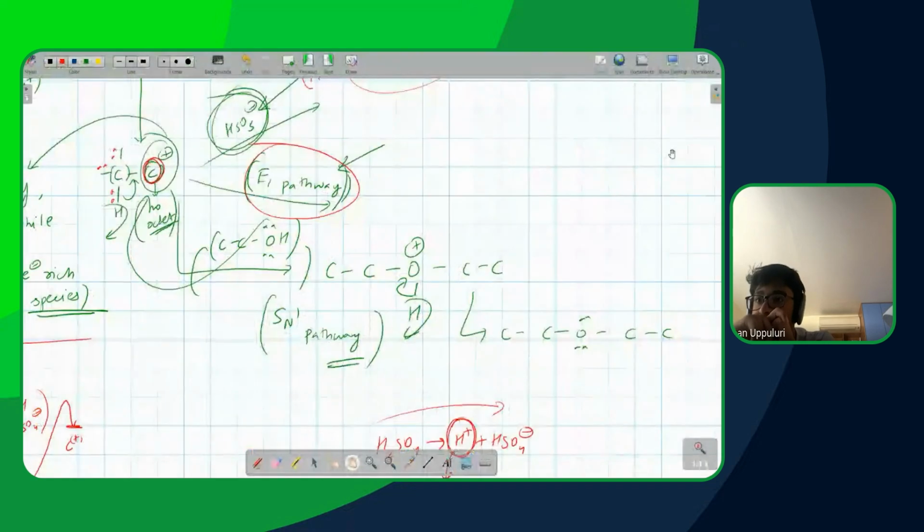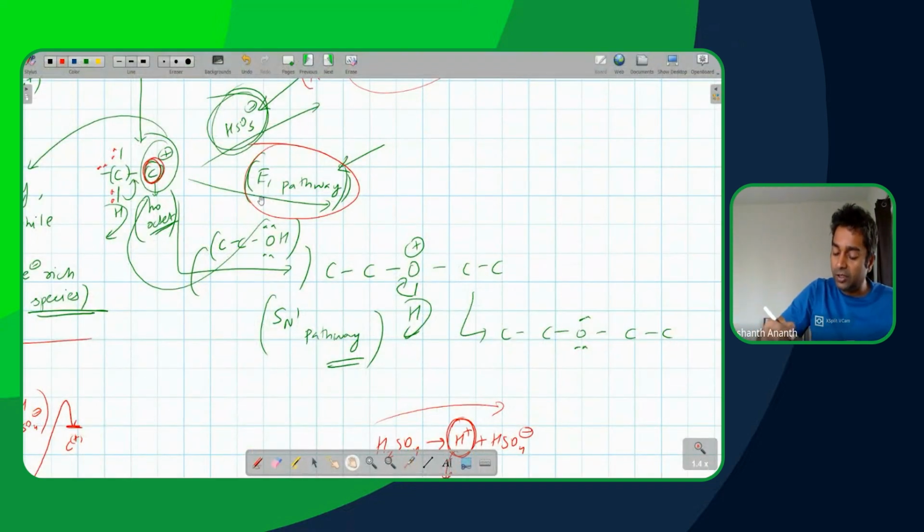Correct. So now let's look at the other two pathways here, E1 and the alcohol one. Now in the E1 pathway, what is happening?